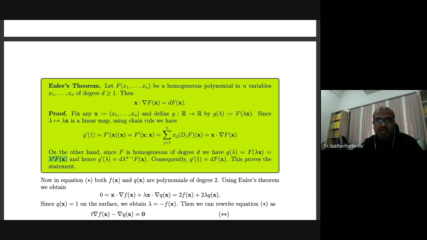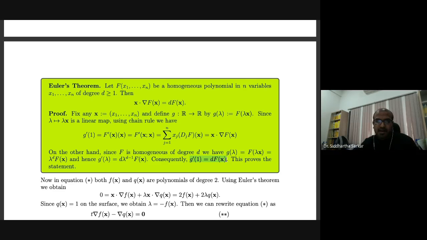So if I look at the derivative of g(lambda), f(x) turns out to be a constant. Okay, so f is still real valued. So this just gives me d lambda^(d-1) f(x), and then I set lambda to 1, and I get g'(1) = d times f(x).